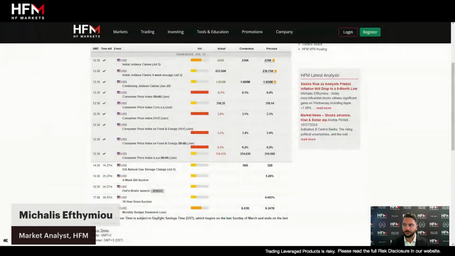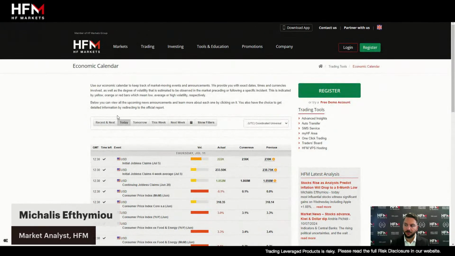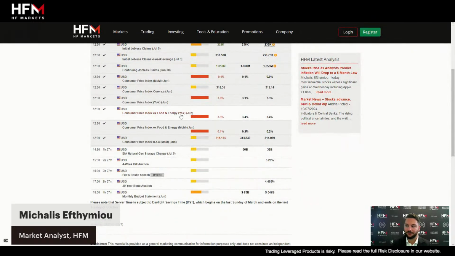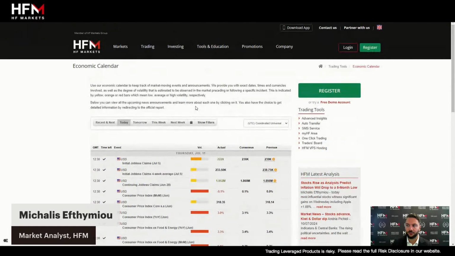There we go. Now this is our calendar. Our calendar is amazing because it doesn't only give you the inflation for the month, which most calendars do, but it also gives it to you for the year, and also gives the core inflation for the year, which most calendars do not do. So that's also something you can use.